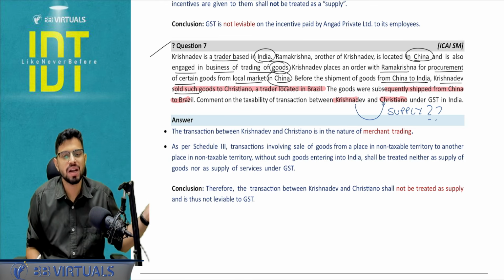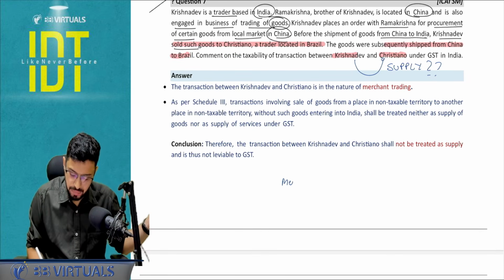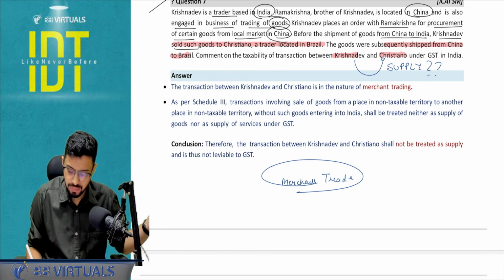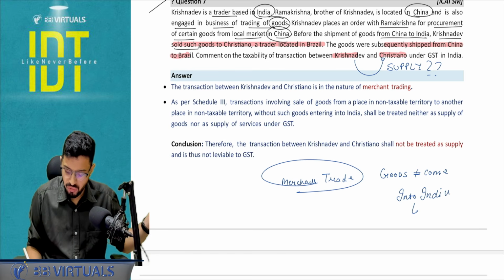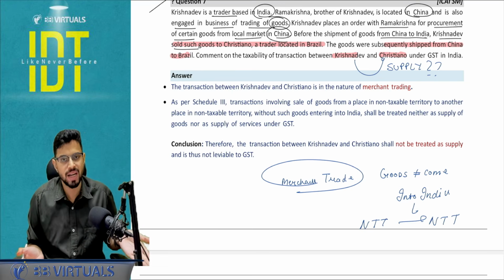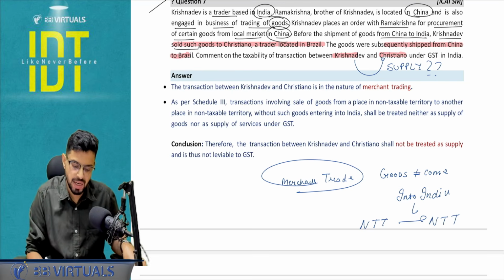Clearly, we covered merchant trade. This is merchant trade. What was the keyword in merchant trade? The goods did not come into India. Without entering into India, one non-taxable territory to another non-taxable territory. Obviously, these keywords should be present in your answer, should be underlined, hence ultimately not a supply.